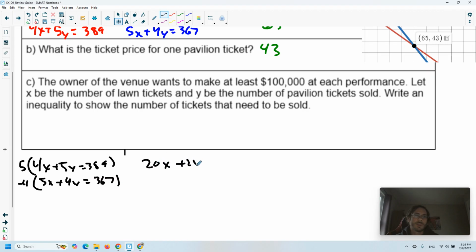Get 20x plus 25y equals, that's going to be a lot. 45, that's 40 and 4, so carry the 4, so we got 19. On the bottom, we got negative 20x minus 16y. 4 times 7 is 28, so 4 times 6 is 24 with a 2. So we're at 24. 4 times 3 is 12 with another 2 is negative 14.